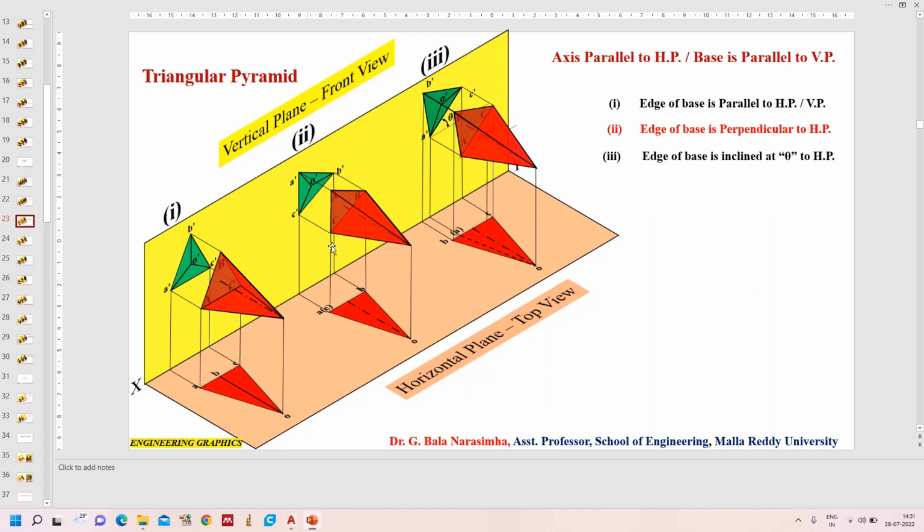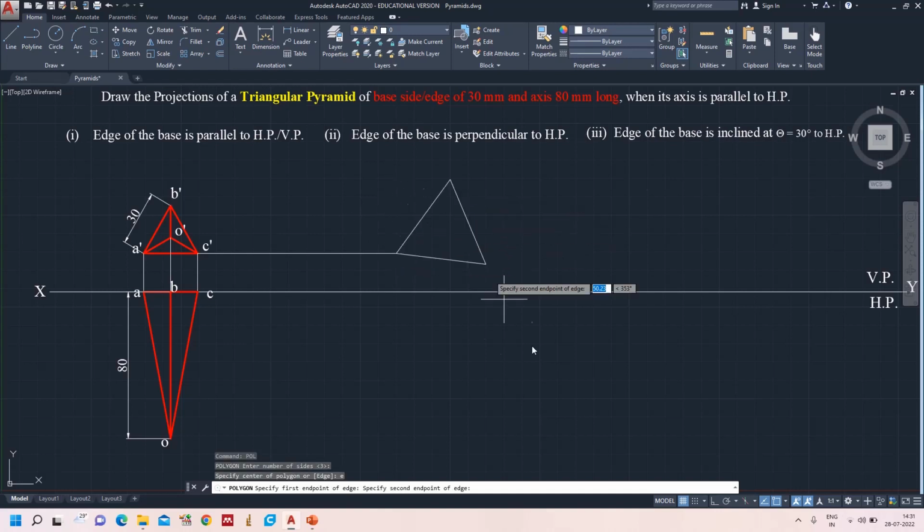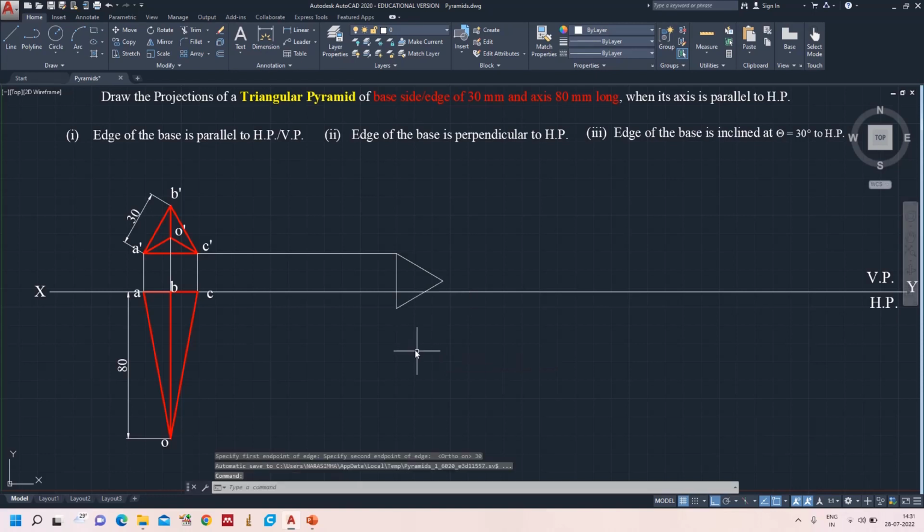This edge is perpendicular to horizontal plane, and when you see from this side, it looks like a triangle, but this edge will represent, see, this AC turns 90 degrees. Now what I am going to do is that first I will take the reference line to draw in the same thing. Okay, polygon, number of sides 3, edge method, specify first point, switch on the ortho. Yeah, side is 30. Okay, move.